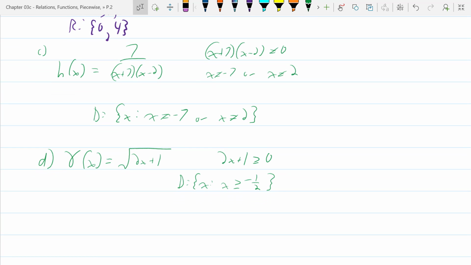My range, though, is a little bit trickier. If I look at range, I have to think about what's happening. What can this be equal to? If I wrote this as y is equal to the square root of 2x plus 1, what could y be equal to? Well, y has to be at the smallest 0 and has to be a positive number. So y would be greater than or equal to 0. If I plugged in that -1/2, I get 0, and then I could plug in lots and lots of positive numbers. But I could never get a negative number because this symbol means the positive square root.